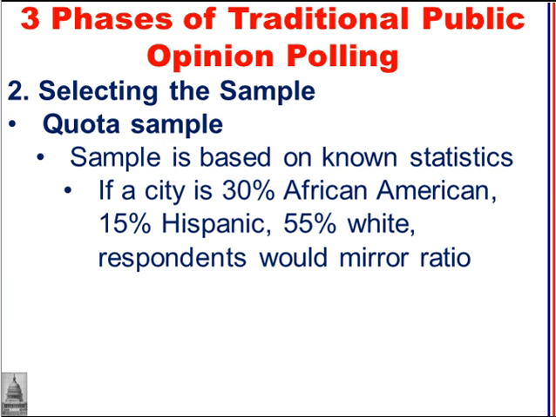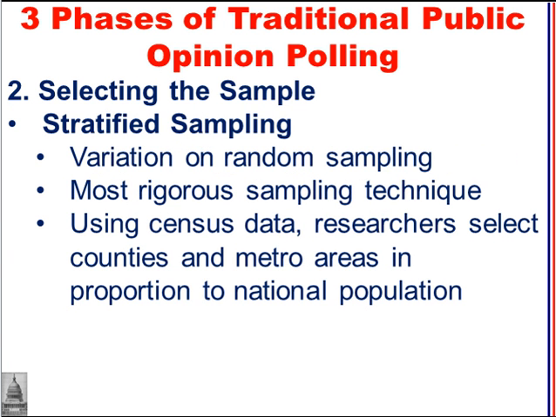Another type of sampling is called quota sampling. If the pollsters draw their sample based on known statistics, so some demographic information about a city could lead to polling that's broken down by demographics. And one other type of sampling is stratified sampling, which is a variation on random sampling. It uses census data to divide the country into four different regions, and then researchers select counties and metro areas in proportion to the national population. So it uses pre-existing census data to come up with a more rigorous sampling technique.